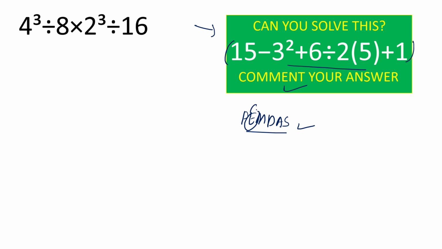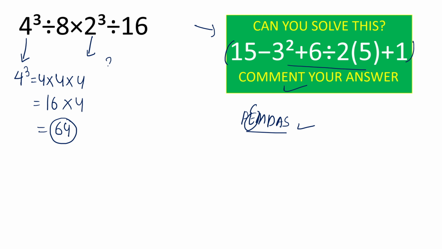So here exponent will come first. So we will try to solve this exponent part, which is 4 cube, can be written as 4 times 4 times 4. 4 times 4 equals 16, and 16 times 4 equals 64. Similarly, 2 cube can be written as 2 times 2 times 2. 2 times 2 equals 4, and 4 times 2 equals 8. So we can simply put the value 8 here and 64 here.